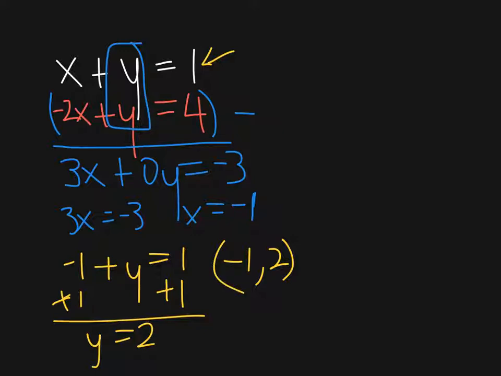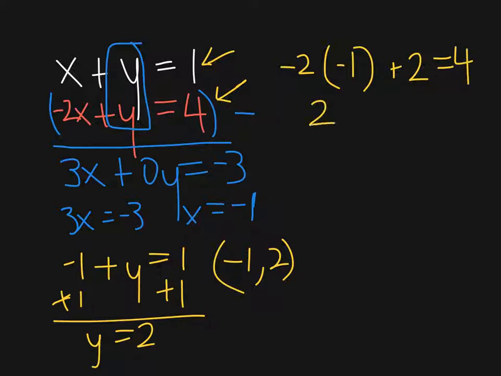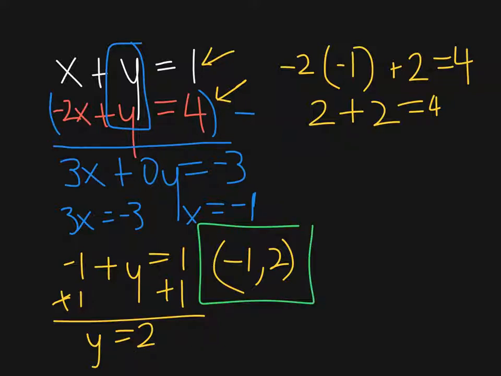Now I've got to plug it into this second equation, the original second equation. So it's going to be negative 2 times negative 1 plus 2 is equal to 4. Negative 2 times negative 1 is going to give me 2 plus 2 is equal to 4. That's true. So it's true for both of the equations, so that means my answer is that.